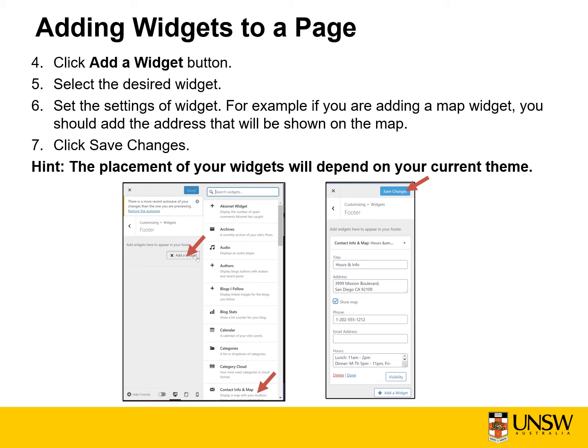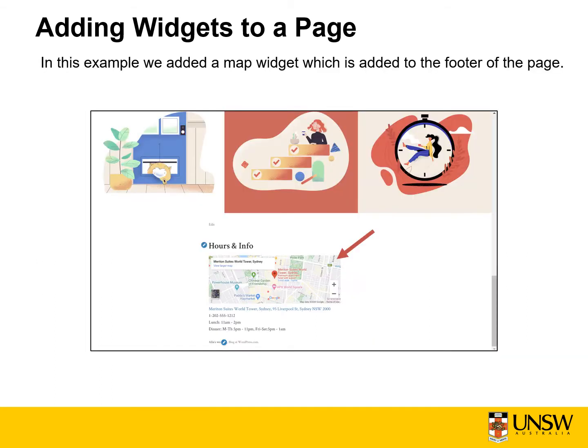Please consider that when you add a widget using this method, you can't select the location of the widget. Usually, it will be added to the footer or sidebar based on the theme of your website. As you can see in this example, the widget is added to the footer of the page based on the theme of the website.